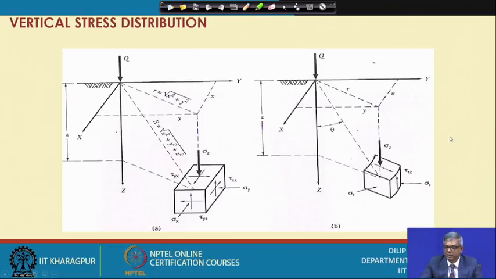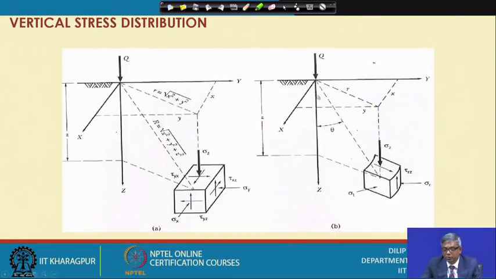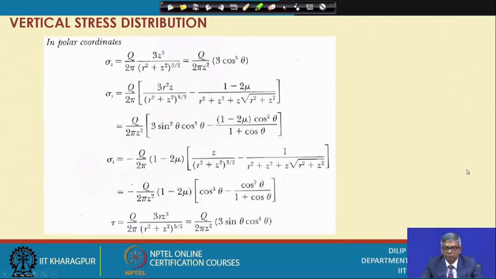then those equations or stress components reduce to some other form, and they are given like this: sigma z equal to Q by 2 pi z square, 3 cos cube theta, and this theta is somewhere here it is shown. So, this is the theta. If I substitute this theta value by this and this, then this will be reduced to some other form. I will come to that later on. So, this is actually sigma z in terms of theta shown in the previous figure.